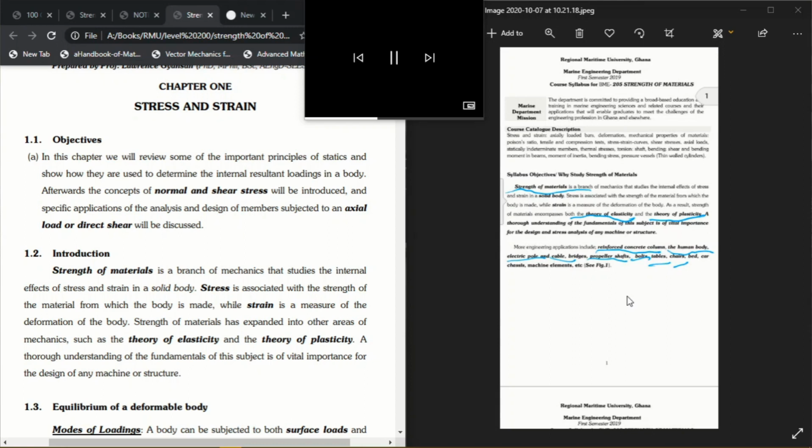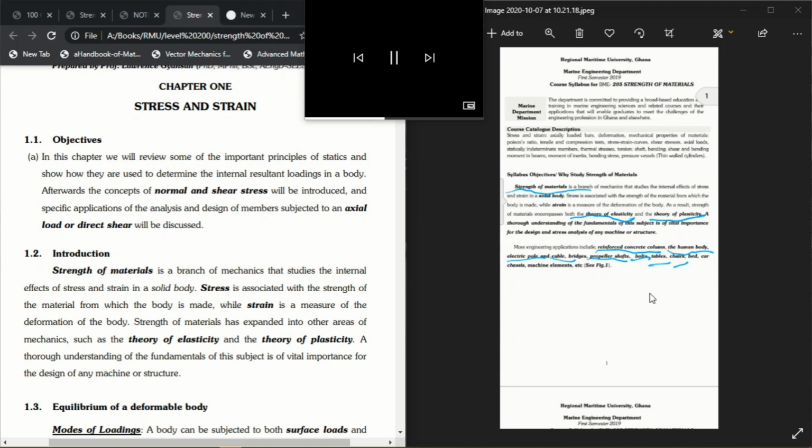What are some of the engineering applications of strength of materials? One, we have reinforced concrete columns. Most of our buildings, we build columns. If you want to build storey buildings, what do you do? You build columns. And stresses exist because we reinforce the concrete with iron rods. So you can calculate the stresses within the iron rods, and so on.